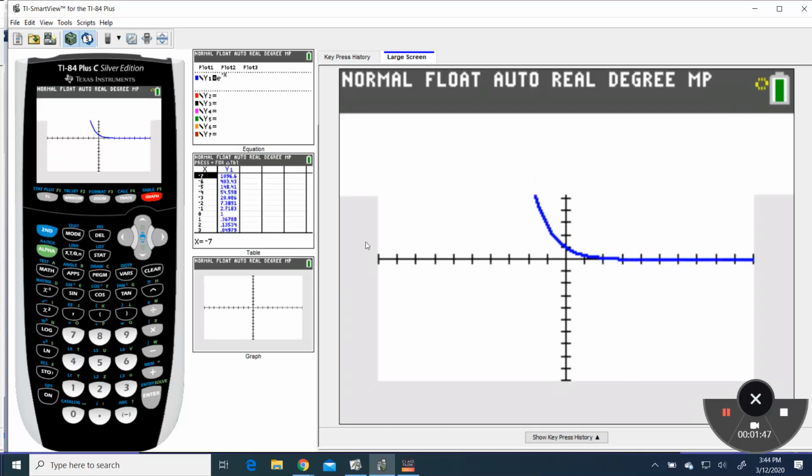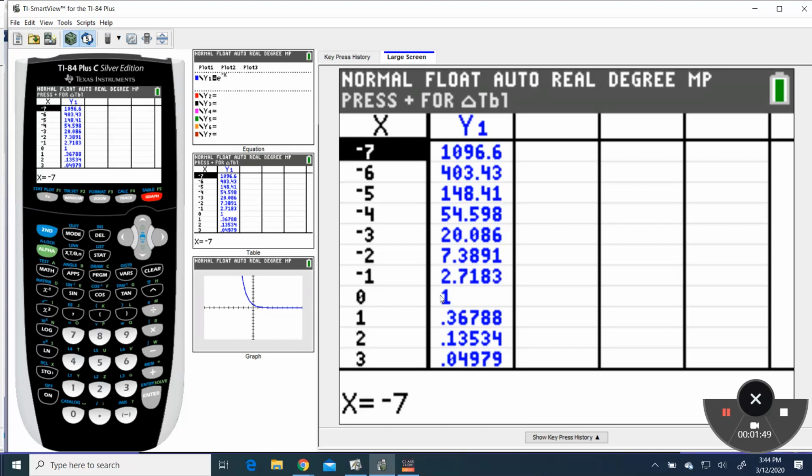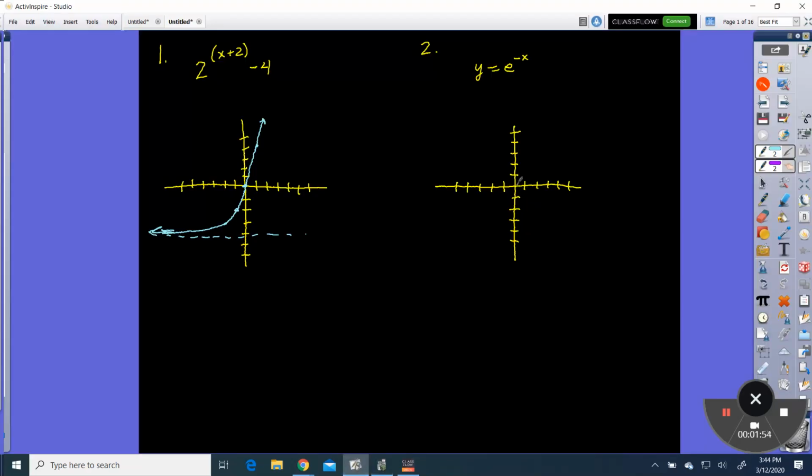Again, if I hit second table, it's going to give me 0, 1, and then some other numbers. So at 0, it's 1. It flattens out along the x-axis. So it comes along here, and then it goes up. Okay, so that's what your graph should look like. It should be somewhat precise so I can figure out what you're really trying to say.